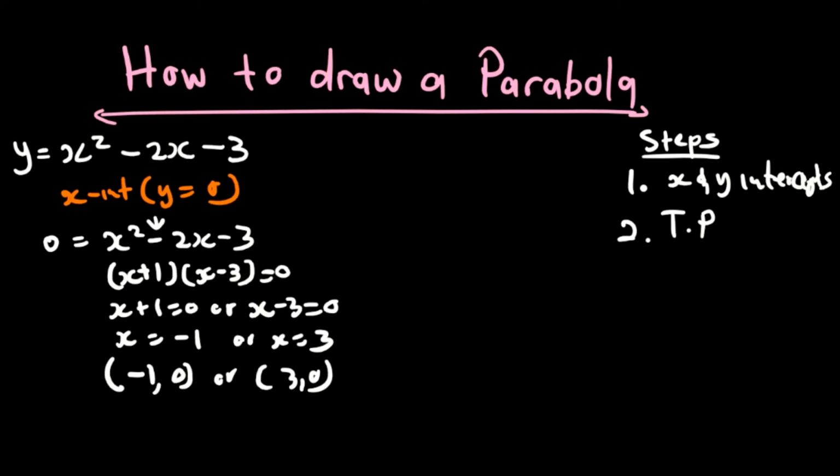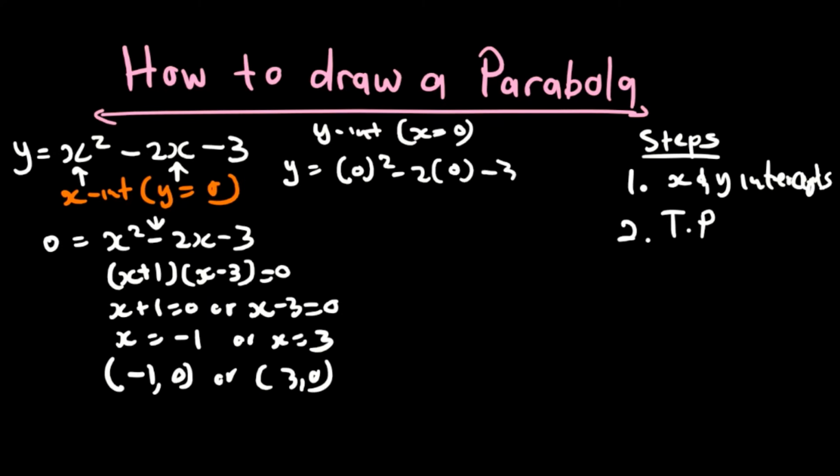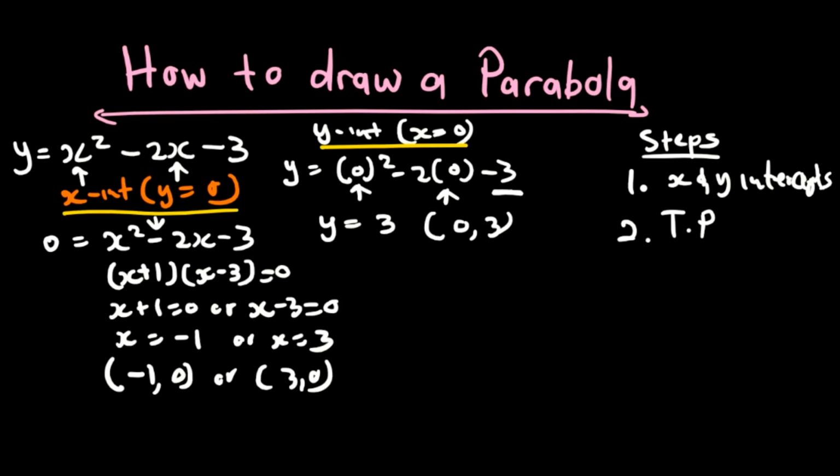Now, let's find the y-intercept when x is equal to 0. Wherever you see x, you're going to put 0. So y is equal to 0 squared minus 2 times 0 minus 3. Obviously here it's going to be 0 and here it's going to be 0. Therefore, we'll remain with the minus 3, so y is equal to minus 3, and in coordinate form it's (0, -3). So now we have our intercepts: the y-intercept when x is 0, the x-intercept when y is 0.